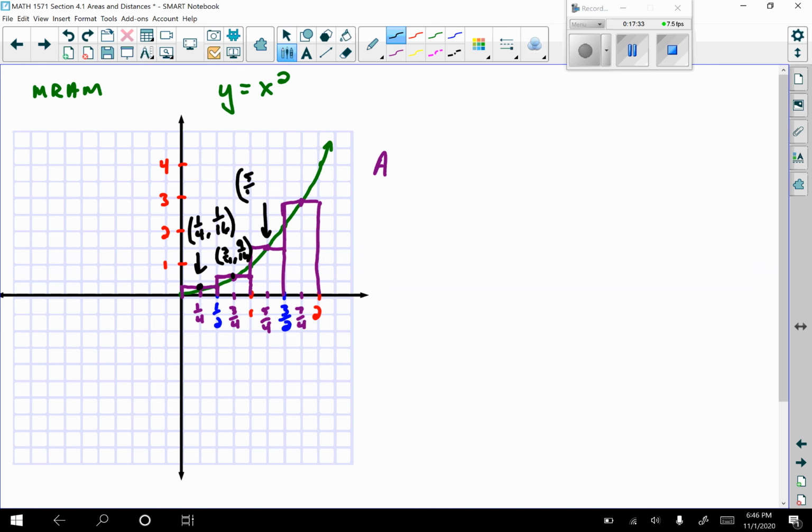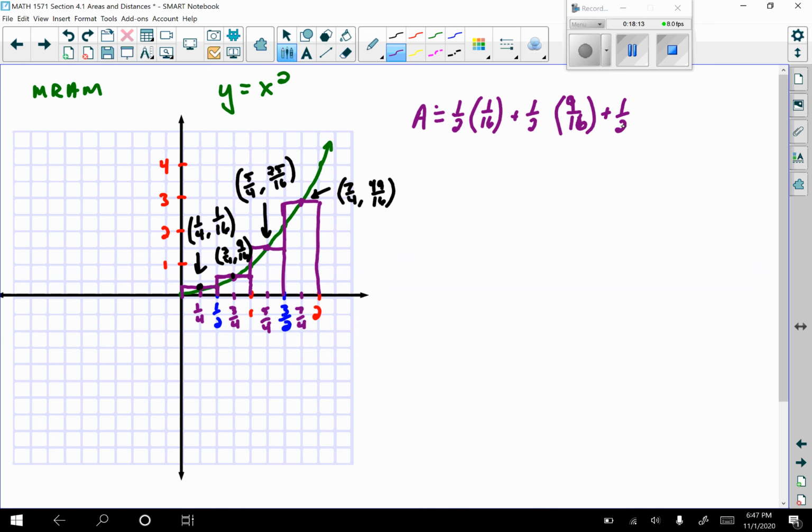This point right here is 5/4. Square that, we're going to get 25/16. And then right here we have 7/4. Square that, we're going to get 49/16. So our area is approximately, still our base is 1/2 times 1/16. That's the height of our first rectangle. Plus the base of our second rectangle is still 1/2. Our height is 9/16. Plus the base of our third rectangle is still 1/2. Our height is 25/16. Then our last rectangle, still the width is 1/2. Height is 49/16.